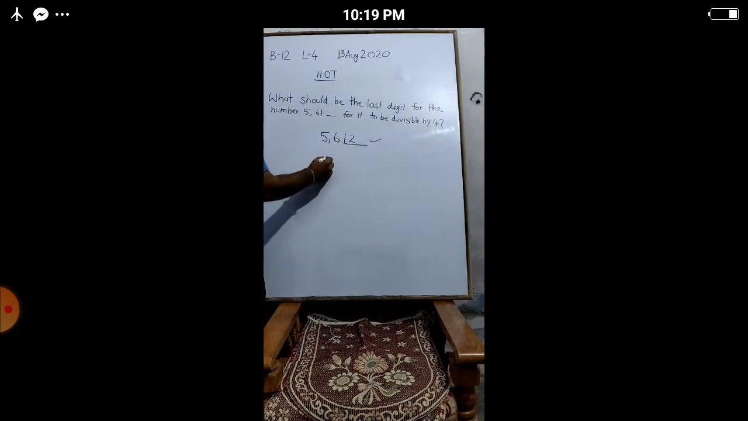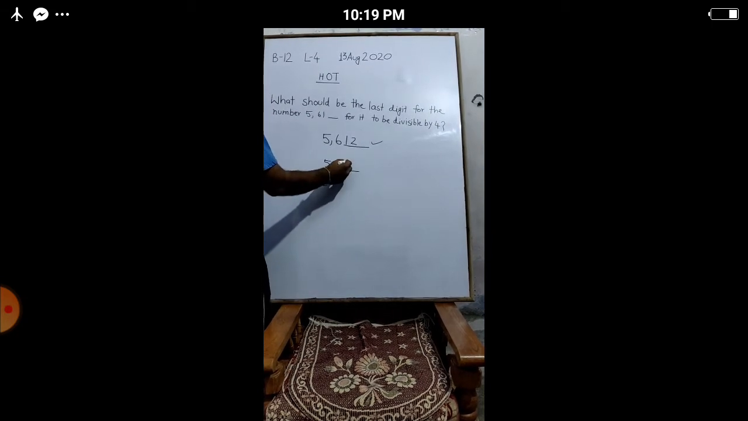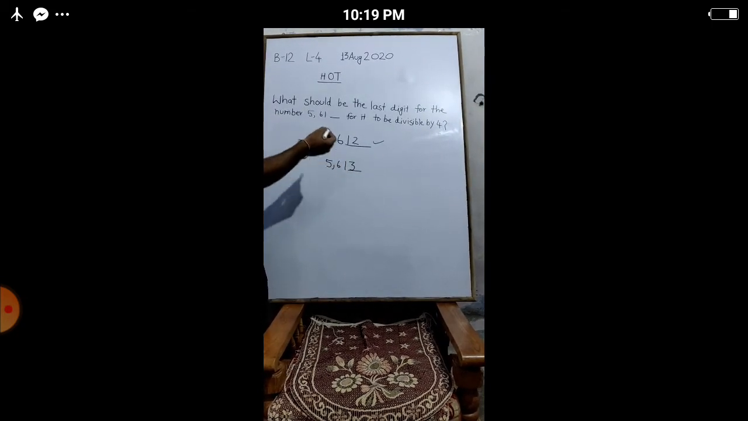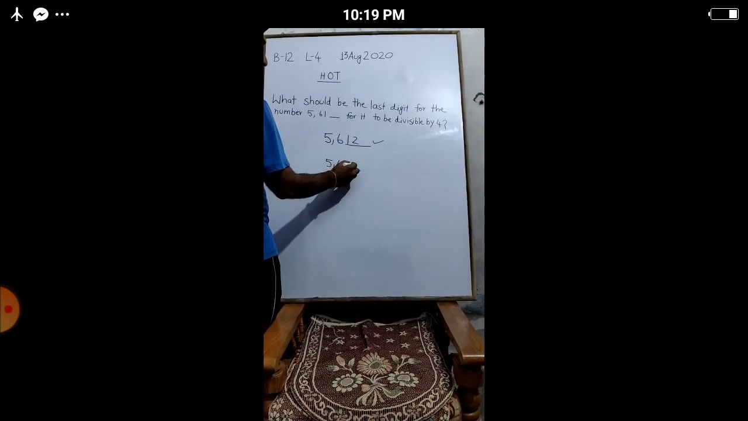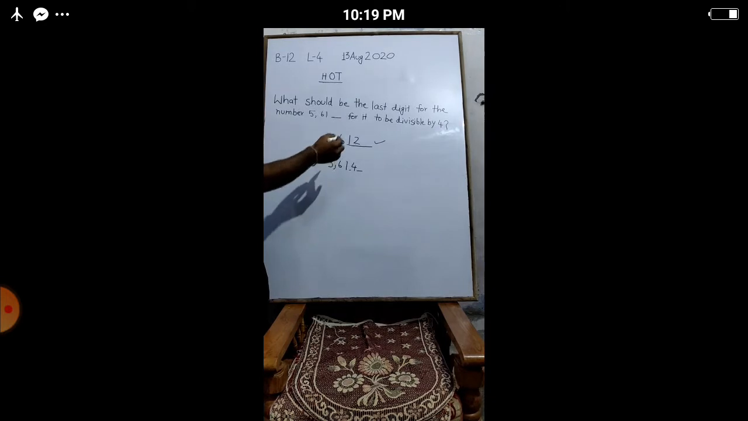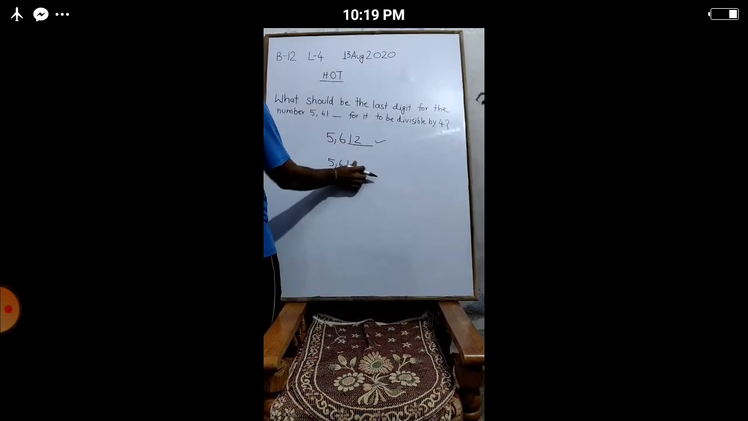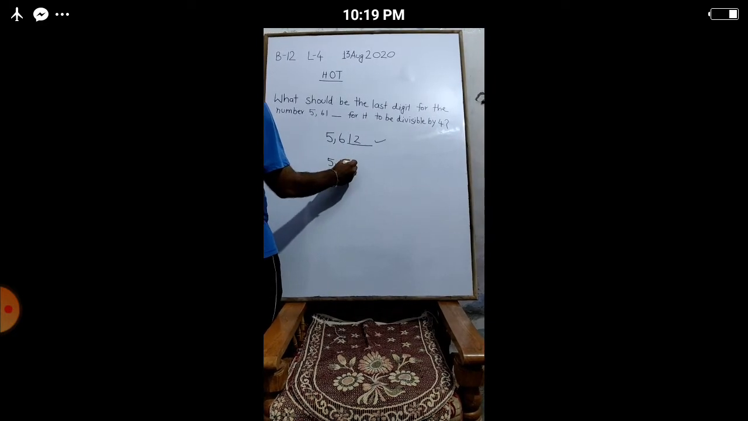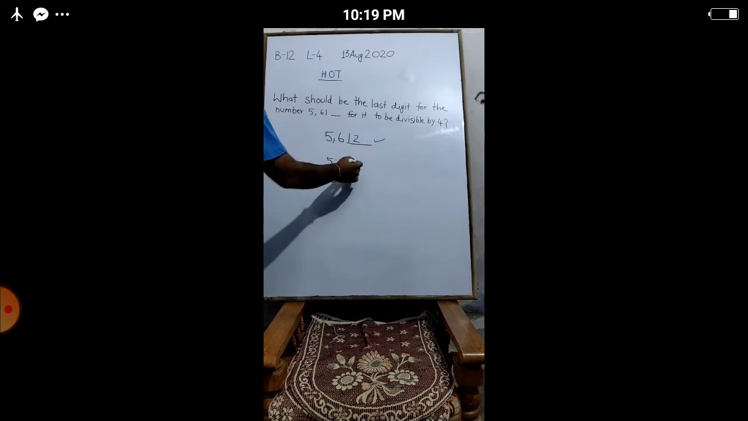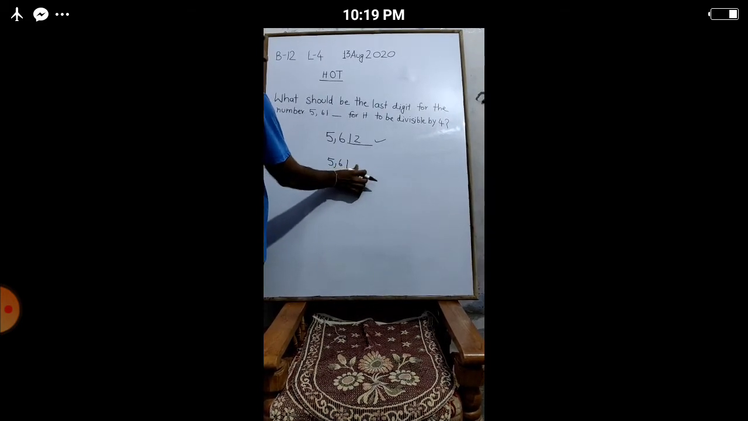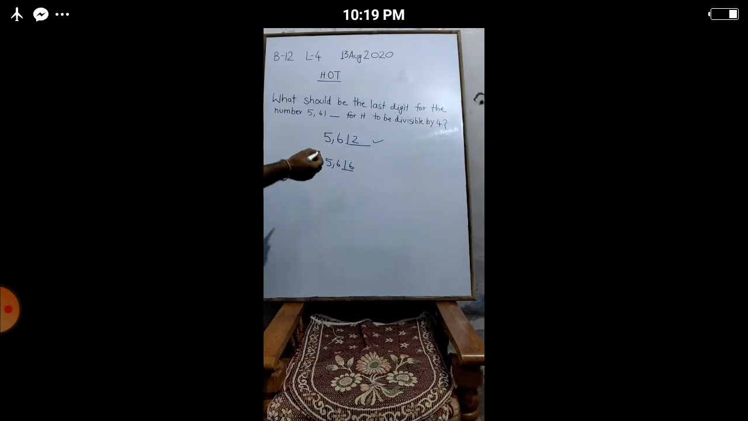Now children, second time, 561. 3 after 1: is 13 divisible by 4? No. Now 4 after 1: is 14 divisible by 4? No. Now 5 after 1: is 15 divisible by 4? No. Now 6 after 1: is 16 divisible by 4? Yes.